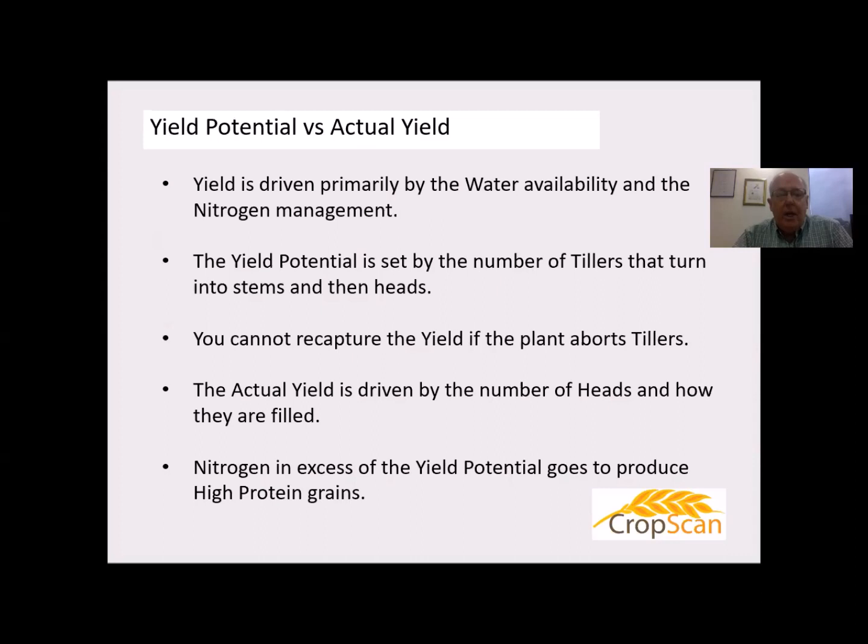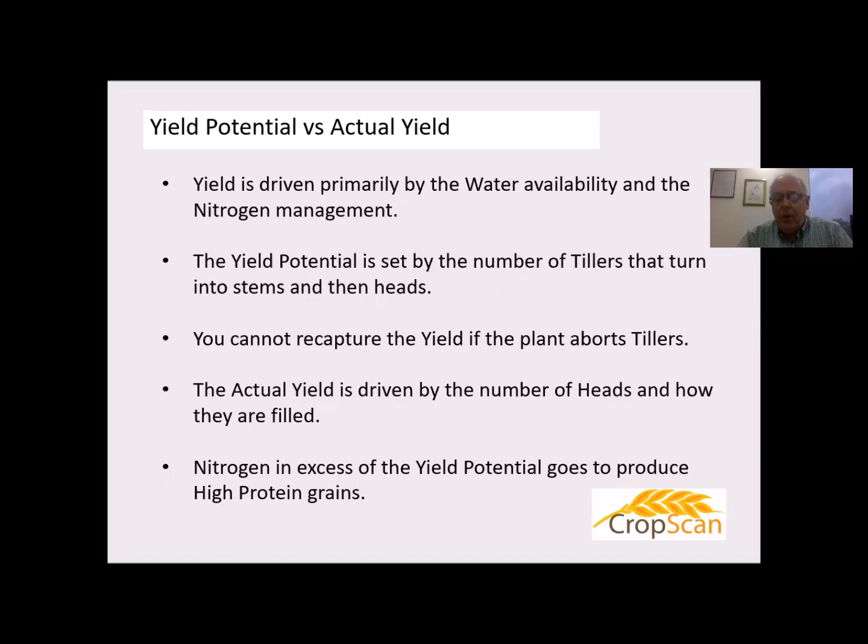Now, the relationship between yield potential and actual yield. Yield potential, as I said, is set by the number of tillers that turn into stems and then into heads. The yield is driven by how much water and how much nutrient, predominantly nitrogen, are available to basically drive the process to completion. The point is, you cannot recapture the yield once a tiller has been aborted, and you can't recover anything at the end by just adding more fertilizer. It's important that the plant has access to the nitrogen and the water at each stage of the growth.